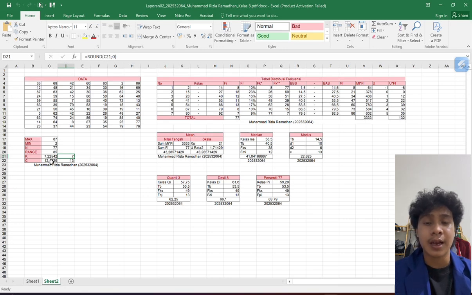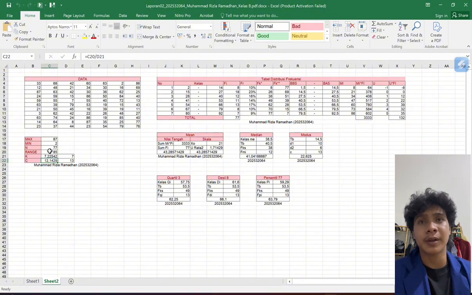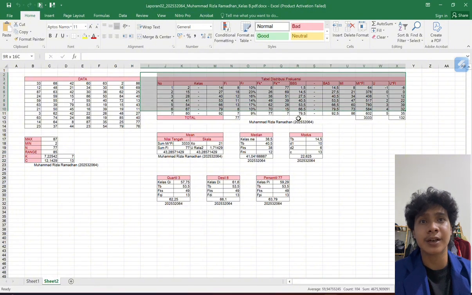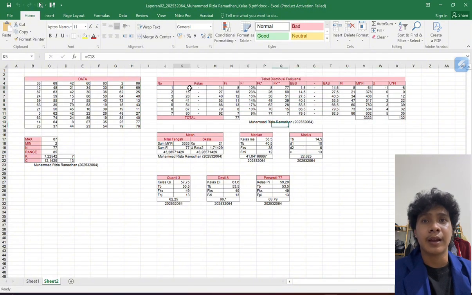Then I calculated the class width by dividing the range by the number of classes. The result was approximately 12.14 and was rounded up to 13. The next step was creating the frequency distribution table. The first class interval starts from the minimum value, which is 2, and ends at 14. The following class intervals were generated using the class width of 13.